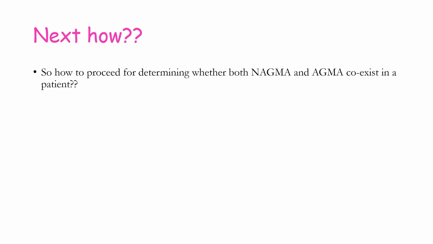So next, how do we know whether AGMA and NAGMA coexist in a patient, or whether two causes of anion gap metabolic acidosis exist in a patient? So the answer to these questions is by the calculation of the delta gap, and this I shall be discussing in a subsequent video of mine.